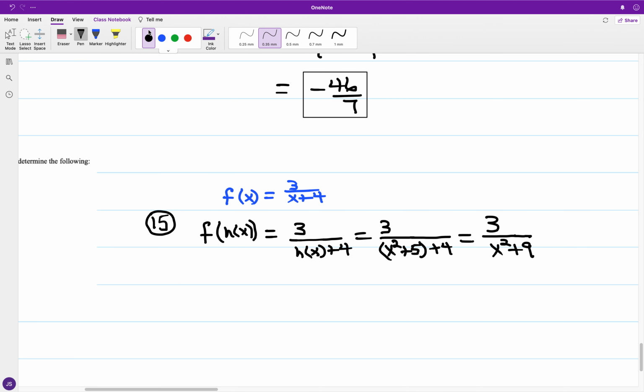Okay, so we have in the case of the input, looking for the domain. So your input function we have at h of x.